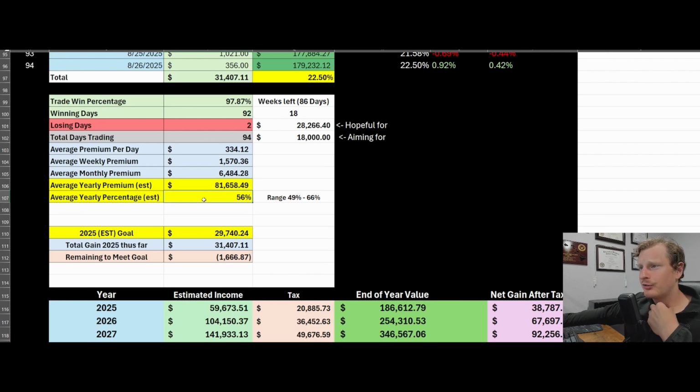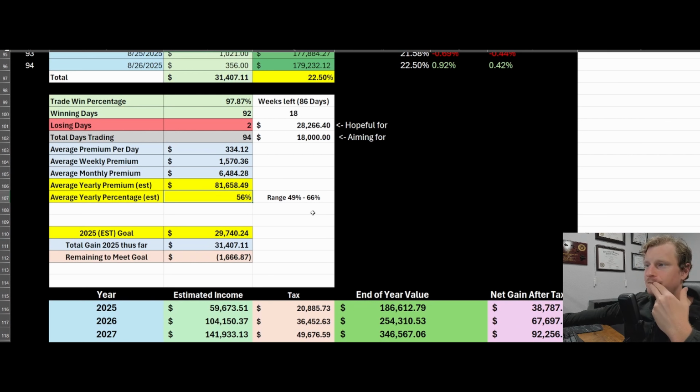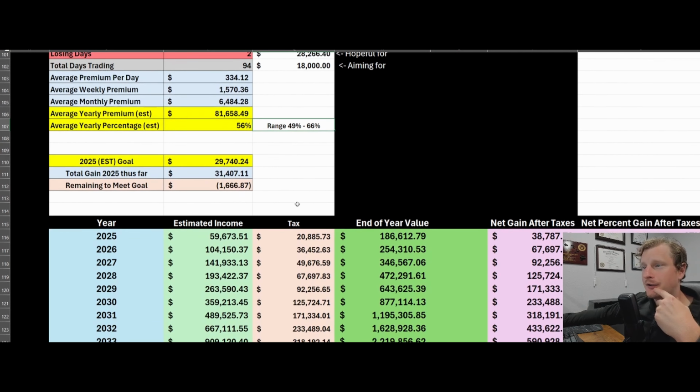For the average yearly percentage, if we take into consideration where my account started today, all the money that I put in compared to all of the gains thus far, and the estimates and theoreticals, I should make about 56% return. But once we scroll down to the side of the spreadsheet, we'll see it's a little bit lower. But what I've noticed for this average yearly premium is it ranges somewhere between 49 and 66%. So there it is.